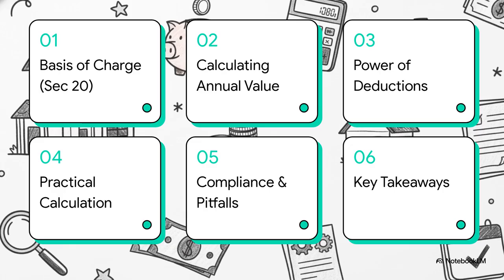So, to get to that answer and understand the whole picture, here's our game plan. We'll start with the absolute foundation, Section 20. Then, we'll get into the nuts and bolts of calculating what's called the annual value. After that, we'll look at the power of deductions, run through a real-world example, and wrap up with some crucial compliance tips and the main takeaways.